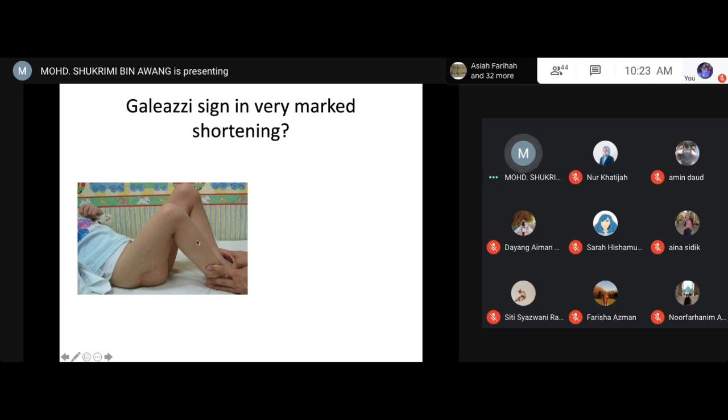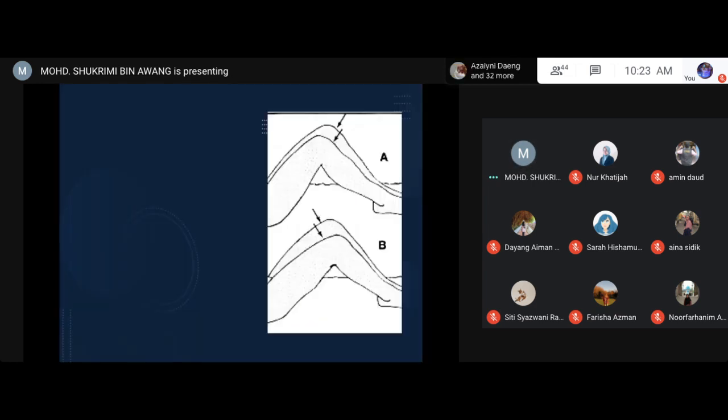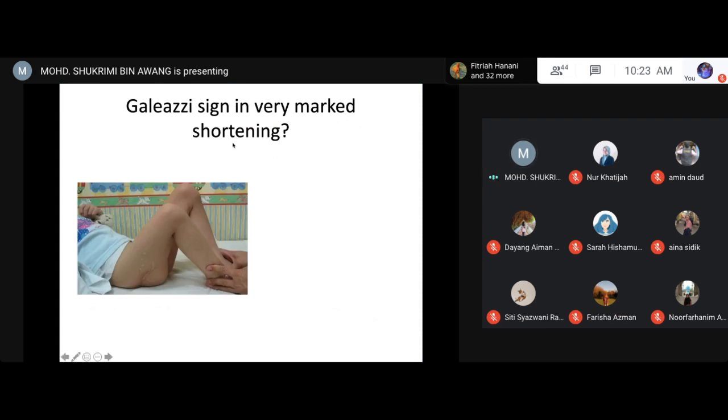Okay, so like just now, if the level of the knee is equal but the tibial tuberosity is not level, the problem may be only one part of the bone. So the Galeazzi sign here is basically for minimal shortening, let's say less than 2 centimeters. If the shortening is more than 5 centimeters, you may get this finding, where both bony landmarks are not at the same point.